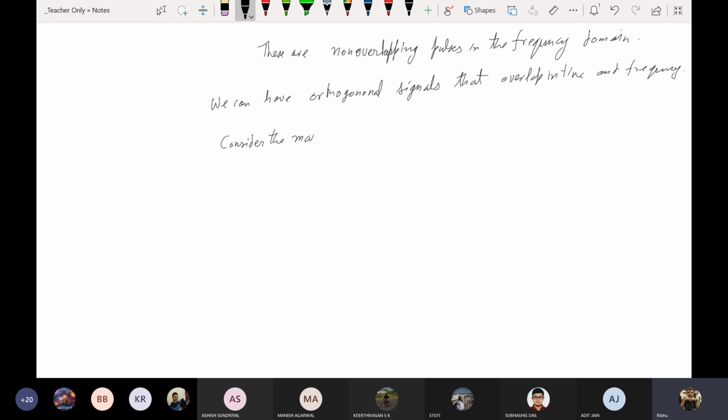So consider the matrix H0, and H(n+1) equals [Hn, Hn; Hn, minus Hn]. Now, this will produce a matrix whose columns are orthogonal to each other. Will it?